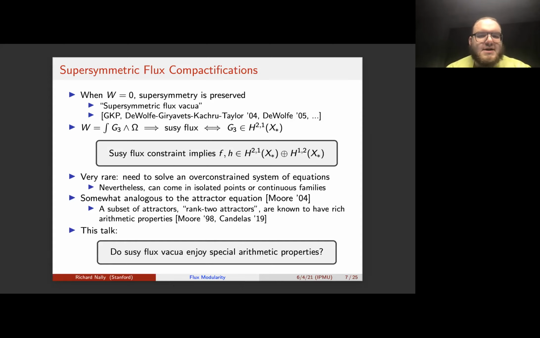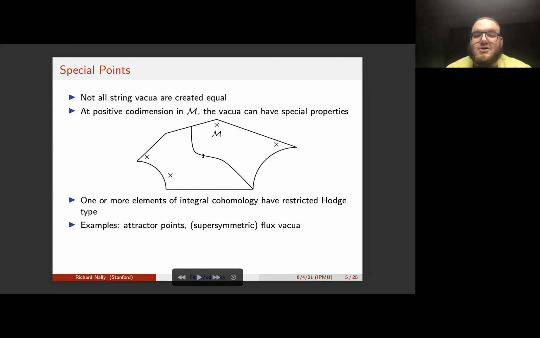And so I want to emphasize that a priori, you might think this can't happen. If you actually count the number of conditions I need to solve to have G3 just in H^{2,1}, it's an over-constrained system of equations. But despite the naive assumption that you can't solve over-constrained systems, indeed you can. There do exist supersymmetric flux vacua, and they can come either at isolated points in moduli space or in continuous families. So in this picture, I drew a line for a continuous family and little crosses for isolated points in moduli space, and you can have supersymmetric flux compactifications in either type.